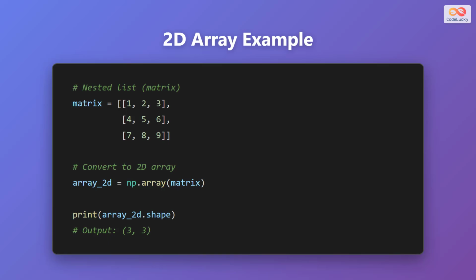NumPy can also handle multi-dimensional arrays. For a two-dimensional array, we start with a nested list representing a matrix. Our matrix contains 3 rows, each with 3 elements. The first row has 1, 2, 3, the second row has 4, 5, 6, and the third row has 7, 8, 9. We convert this nested list to a two-dimensional array using np.array, passing the matrix variable. To verify the structure, we can check the shape attribute of the array. The output shows 3 by 3, indicating we have a matrix with 3 rows and 3 columns.